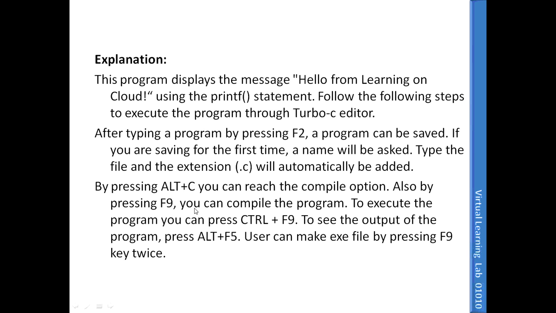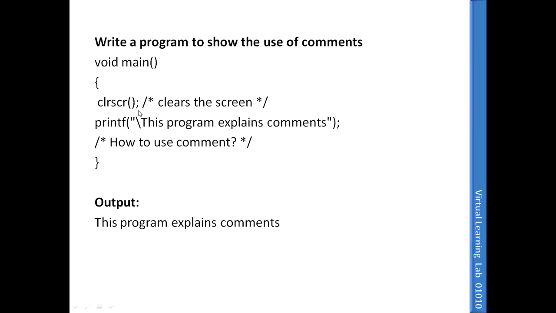The compiler options are available depending on the compiler which you are using. The clrscr is a function to clear the screen. As if you are running your program multiple times, sometimes if you are not using clrscr, it will display the old output also before displaying your current program output.